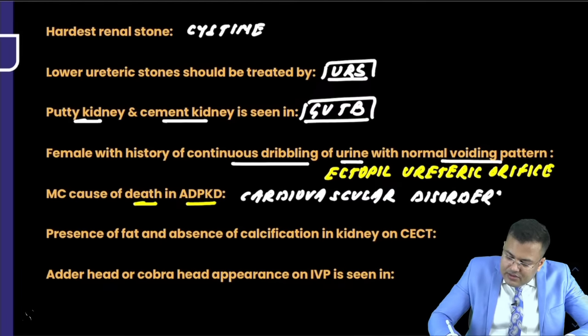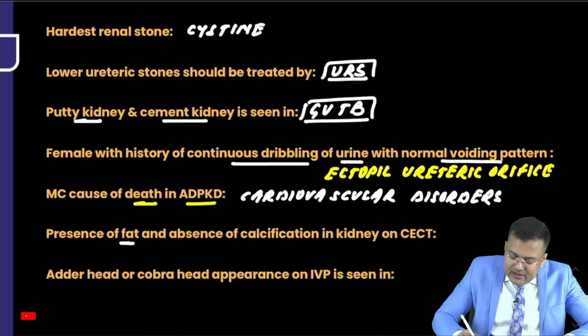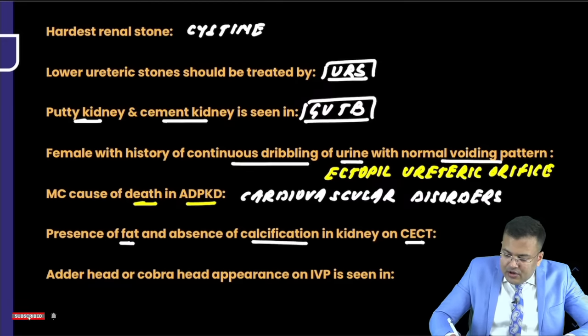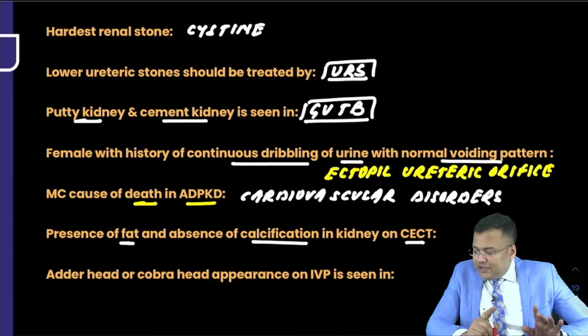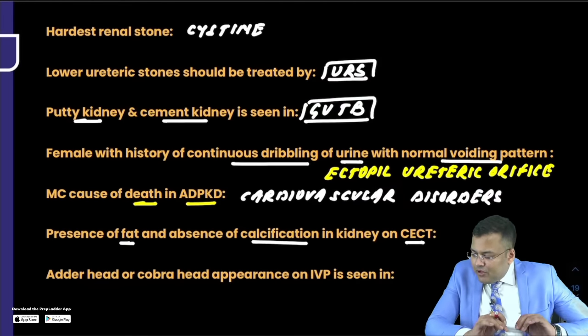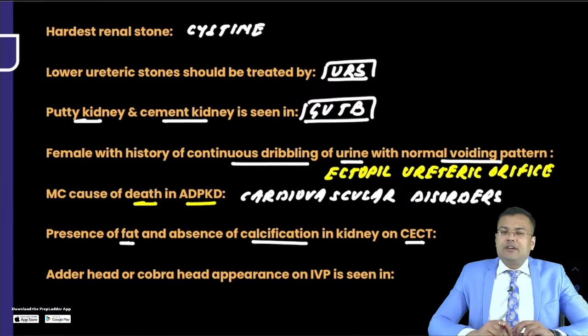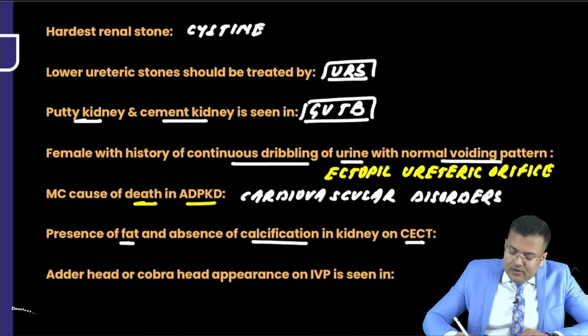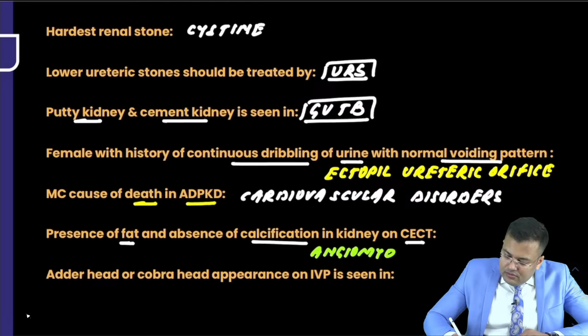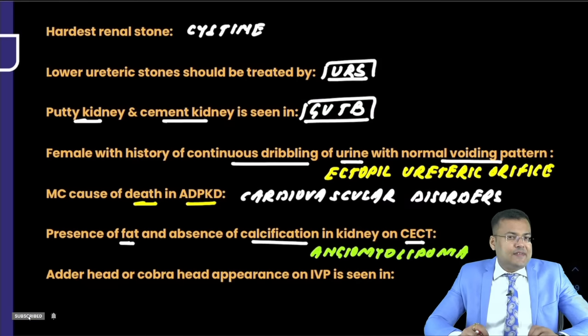Another latest question. Presence of fat, absence of calcification on CT, it is seen in which kidney tumor? Presence of fat, absence of calcification. Muhammad Suleiman, Joy, Shipra. If there is presence of fat, there is lipoma, so this is angiomyolipoma. So presence of fat, absence of calcification on CT, angiomyolipoma.